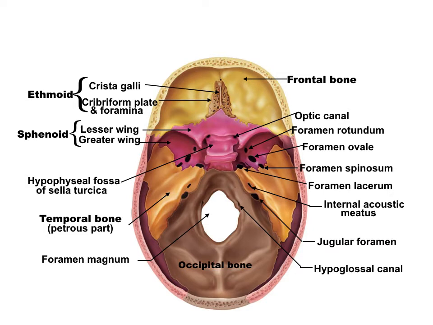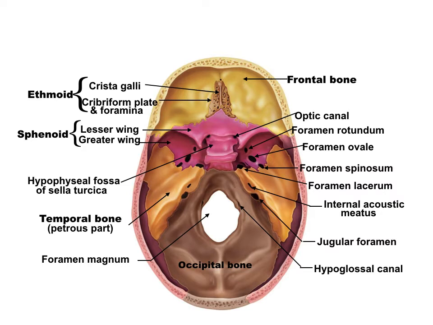Inferior of the base of the skull, we're looking at a superior view of the inside of the skull. This is where the brain lives. Starting anteriorly, we see two other markings of the ethmoid: the crest-like crista galli sitting on the cribriform plate. The openings within the plate are the cribriform foramina, which transmit olfactory nerves, sense of smell.